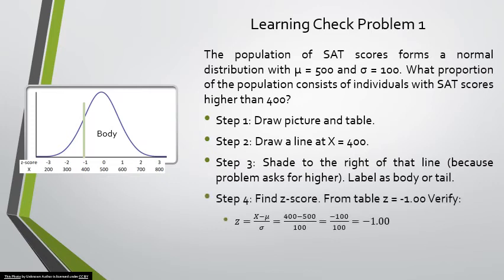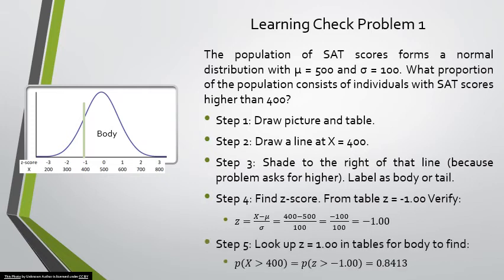Next, you're going to actually find the z-score. You can just read it off your table. You'll get a z-score of negative 1. If you feel like verifying it, you can use the z equation. You'll still get negative 1. Finally, you're going to use your tables. You're going to look up z equals 1 in the tables. You're going to read across to the body column to find that the probability of x greater than 400 is equal to the probability of z greater than negative 1, which equals 0.8413.